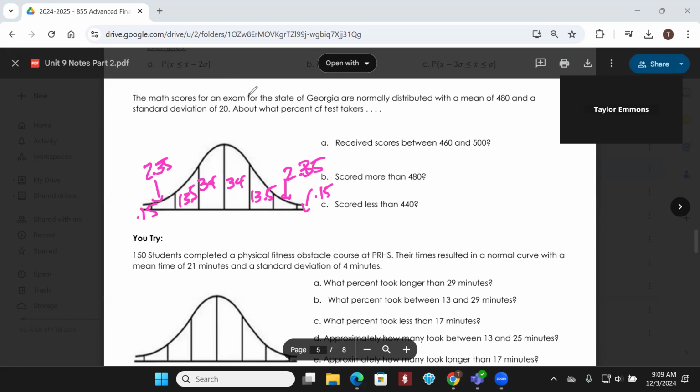Then they tell us information. They say the math scores for an exam for the state of Georgia are normally distributed with a mean of 480. This goes in the middle. Then they say a standard deviation of 20. So you're going to add 20 to 480 until you run out of the lines. So 480 plus 20 is 500, 500 plus 20 is 520, and then you get 540.